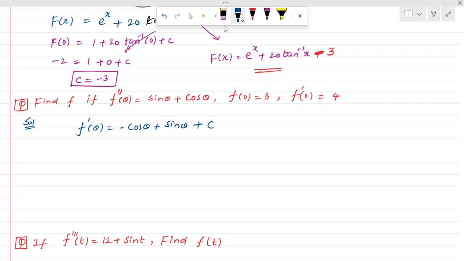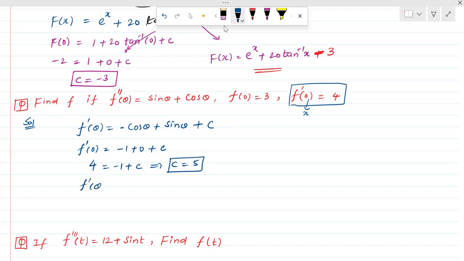So you have an arbitrary constant. Now I will just fix this one. X value is 0, so the theta value is 0 here. Cosine 0 is 1, sine 0 is 0, plus c. So f prime of 0 is equal to 4, so c is equal to 5. I just replace it in the f prime: minus cosine theta plus sine theta plus 5.